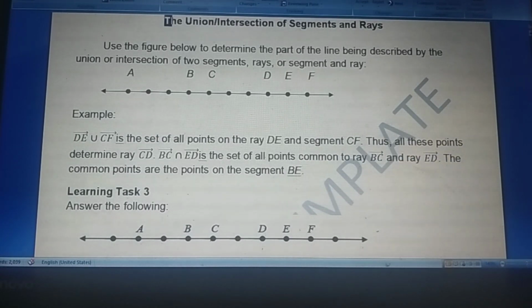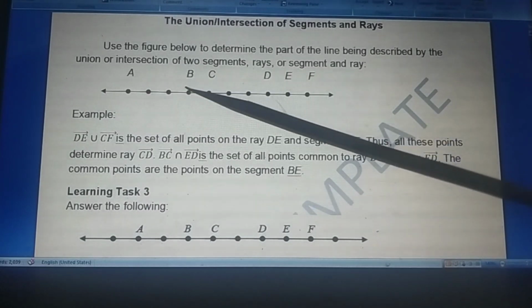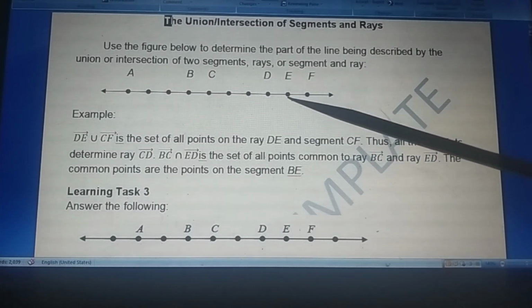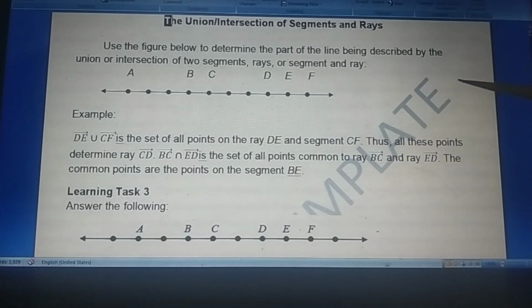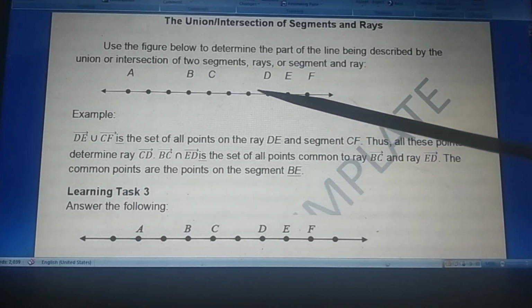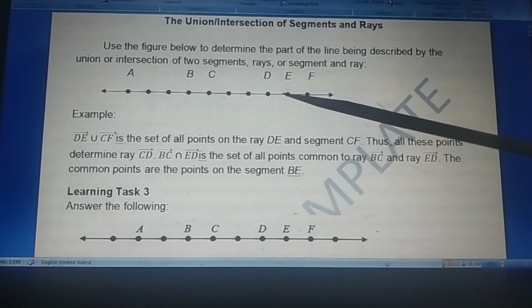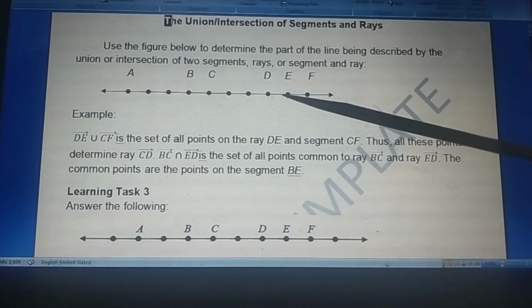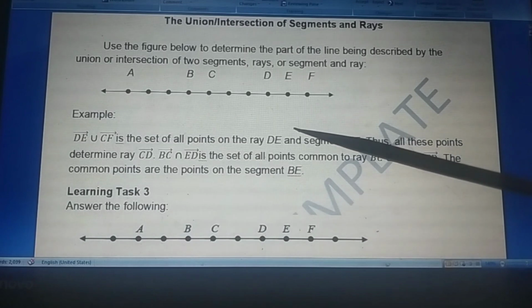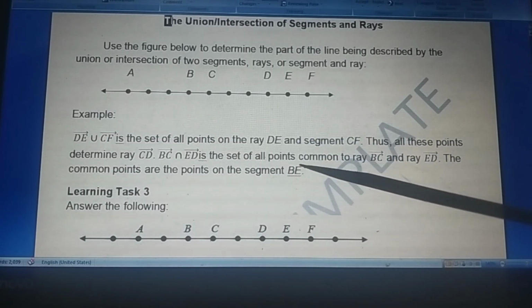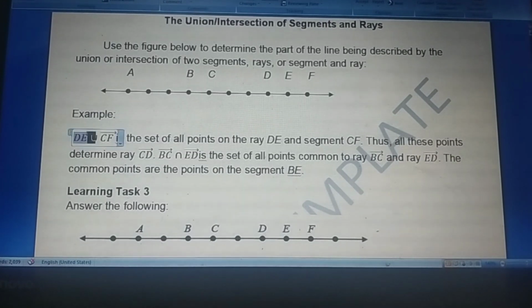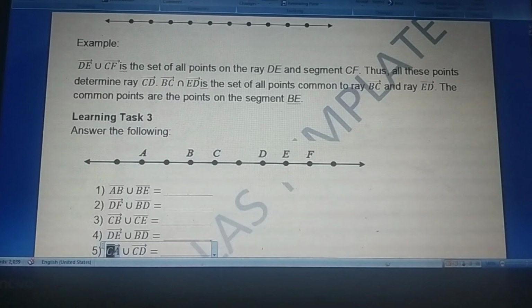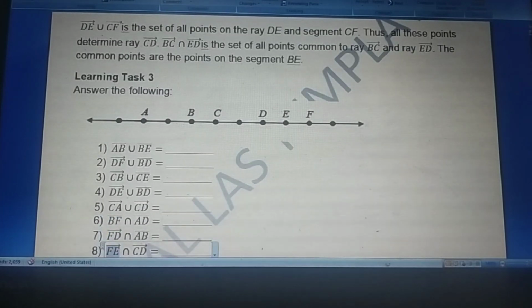Then the common points are the points on the segment BE. Since ray BC has points on segment BE and ray ED has points on the segment EB, their intersection is segment BE. So your answers in learning task number 3 are segments, ray, or line.